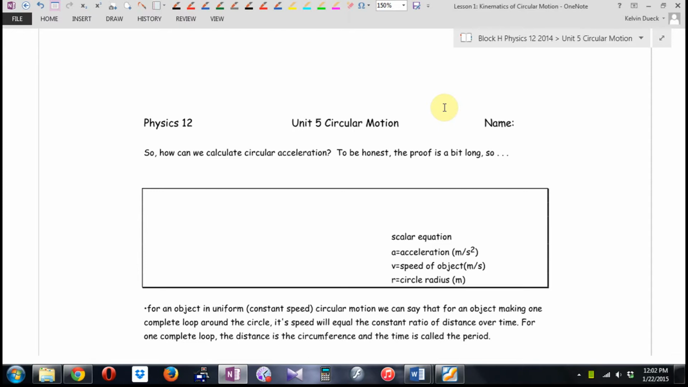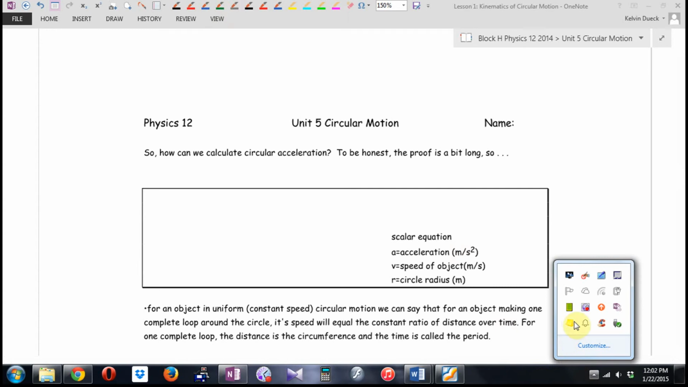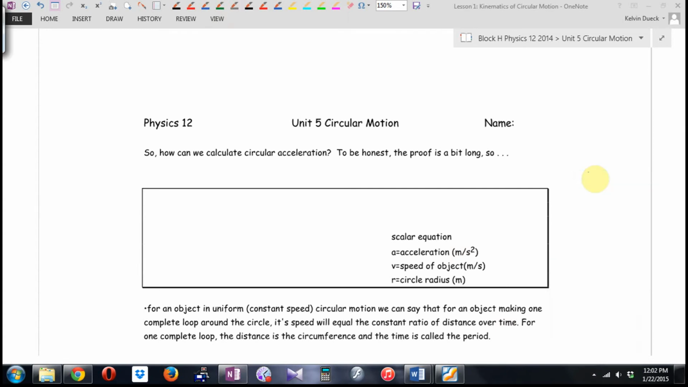To find the acceleration if you're moving in a circle, well, the symbol we're going to use, oh, look at that. My pen's not working. Good gosh. Pause the video.